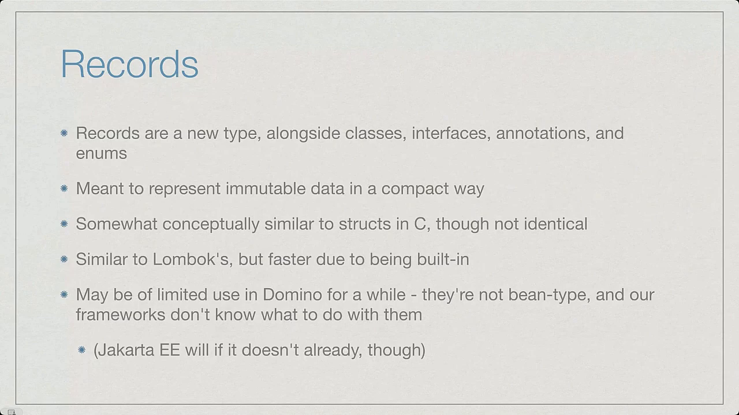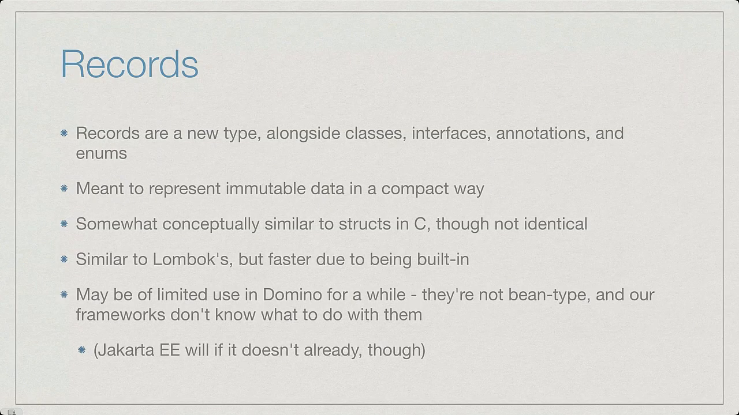These are similar to if you've used Project Lombok, which has a lot of niceties like auto-generating getters and things like that. These are similar to some of the things that Lombok has, but these are faster because they're in the JDK. And so if you're in there, you get a lot of optimizations. These may be of limited use in Domino for a while.